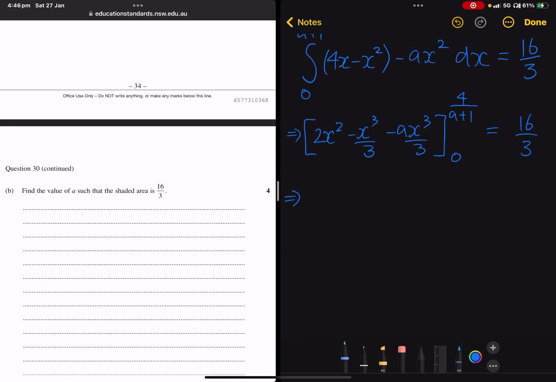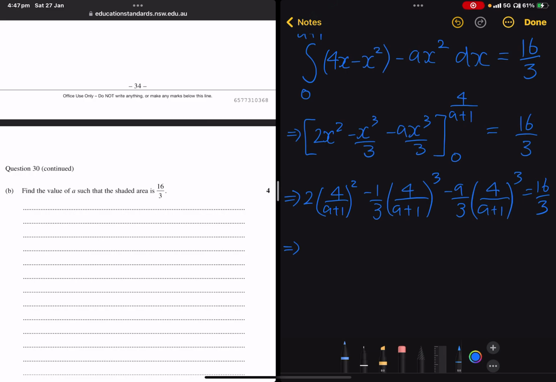So now we have to do the upper bound evaluation and the lower bound evaluation. Conveniently, the lower bound evaluation, the 0, sends everything to 0, so we can just forget about that. So this becomes 2 times 4 over a plus 1 squared, minus 1/3 times 4 over a plus 1 cubed, is equal to 16/3. So now we have an expression where the only unknown value is a.